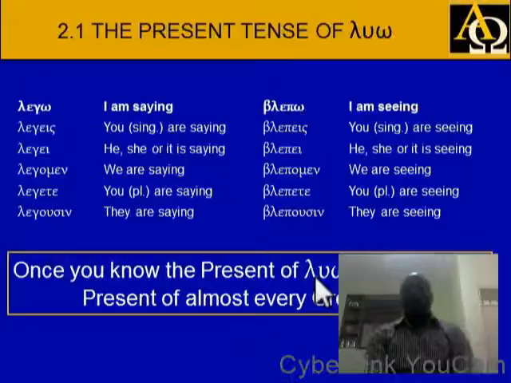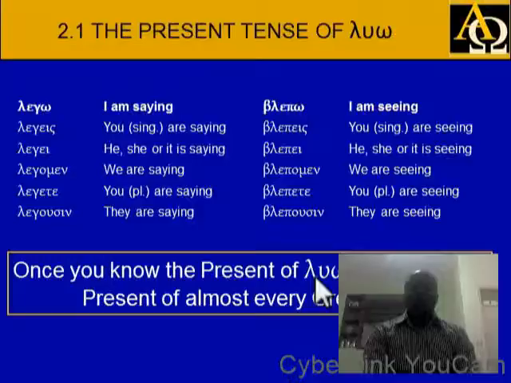Now this is what I was talking about. I said the word lego. So we had the word luo. Now we have lego, and then we have blepo. Lego means I am saying. Legeis means you are saying. Legei means he, she, or it is saying. Legomen means we are saying. Legete means you are saying, you plural. Legousin means they are saying.